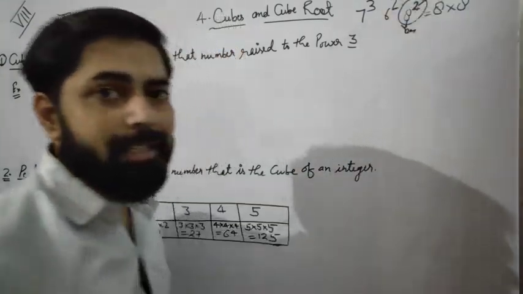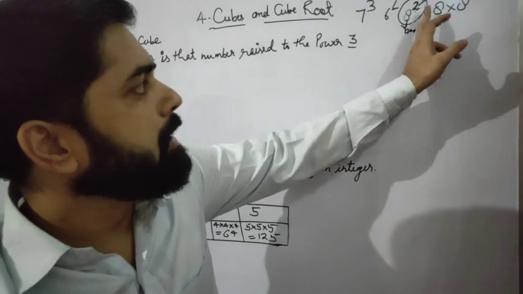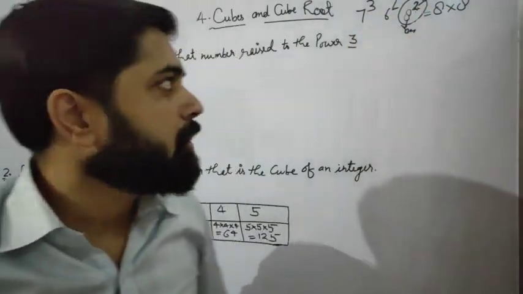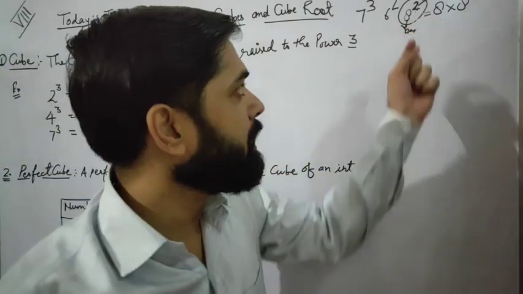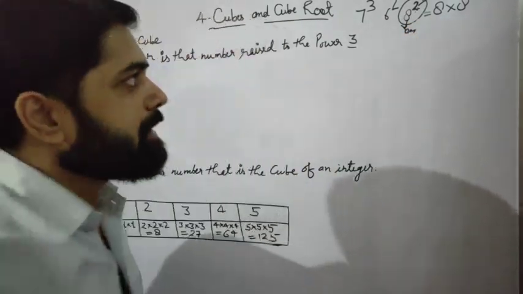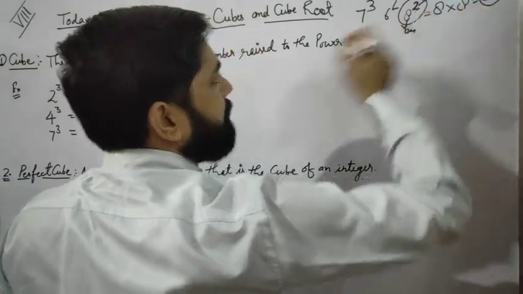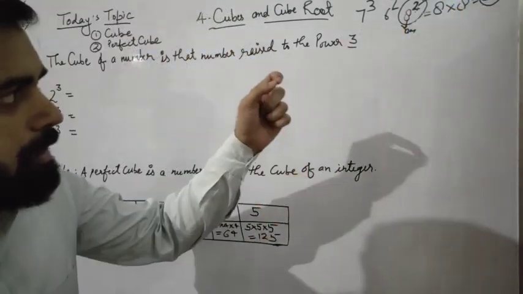The meaning of base and power is that the base is multiplied how many times? 2 times, because the power is 2. So this is called the square of 8. The square of 8 is 64. So 64 is the perfect square of 8.